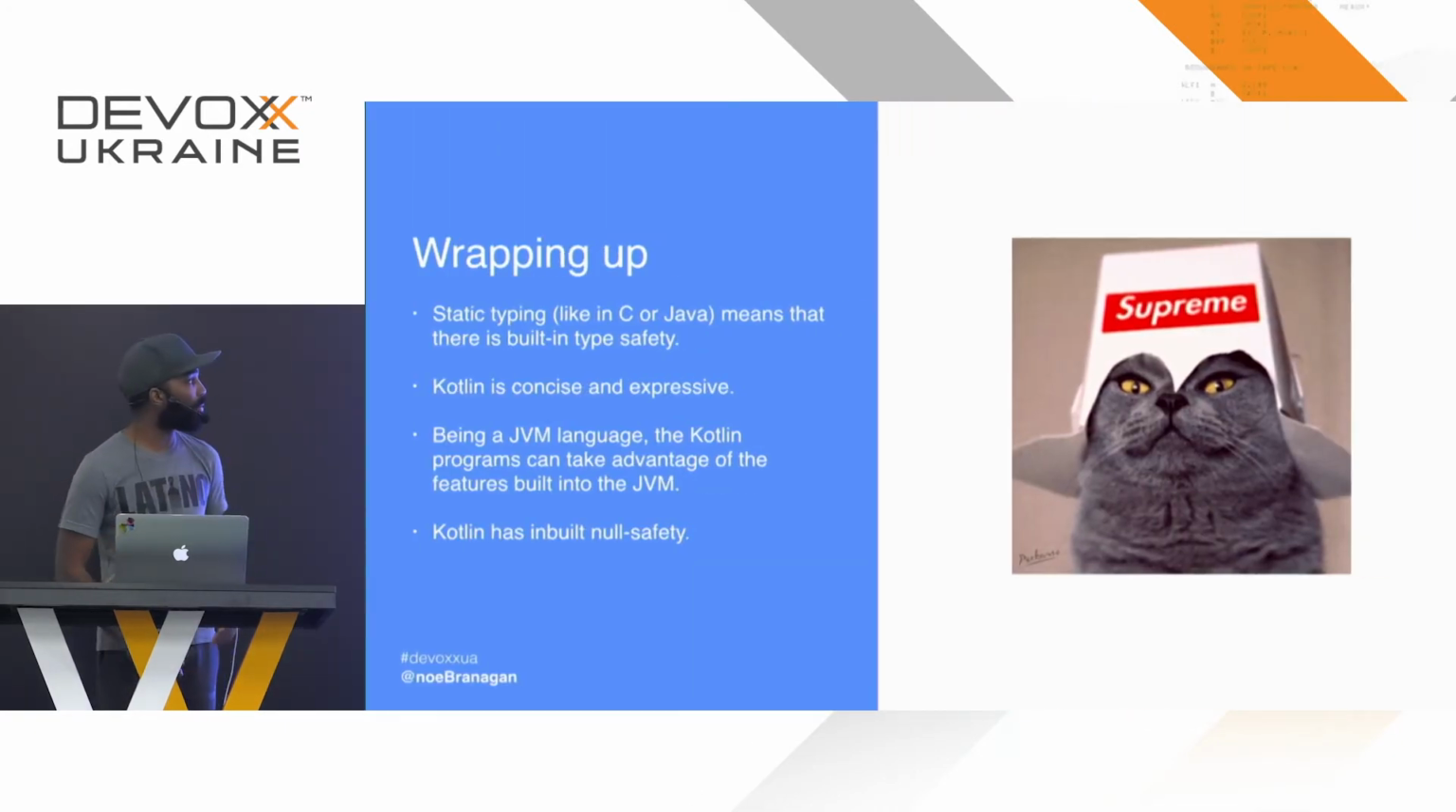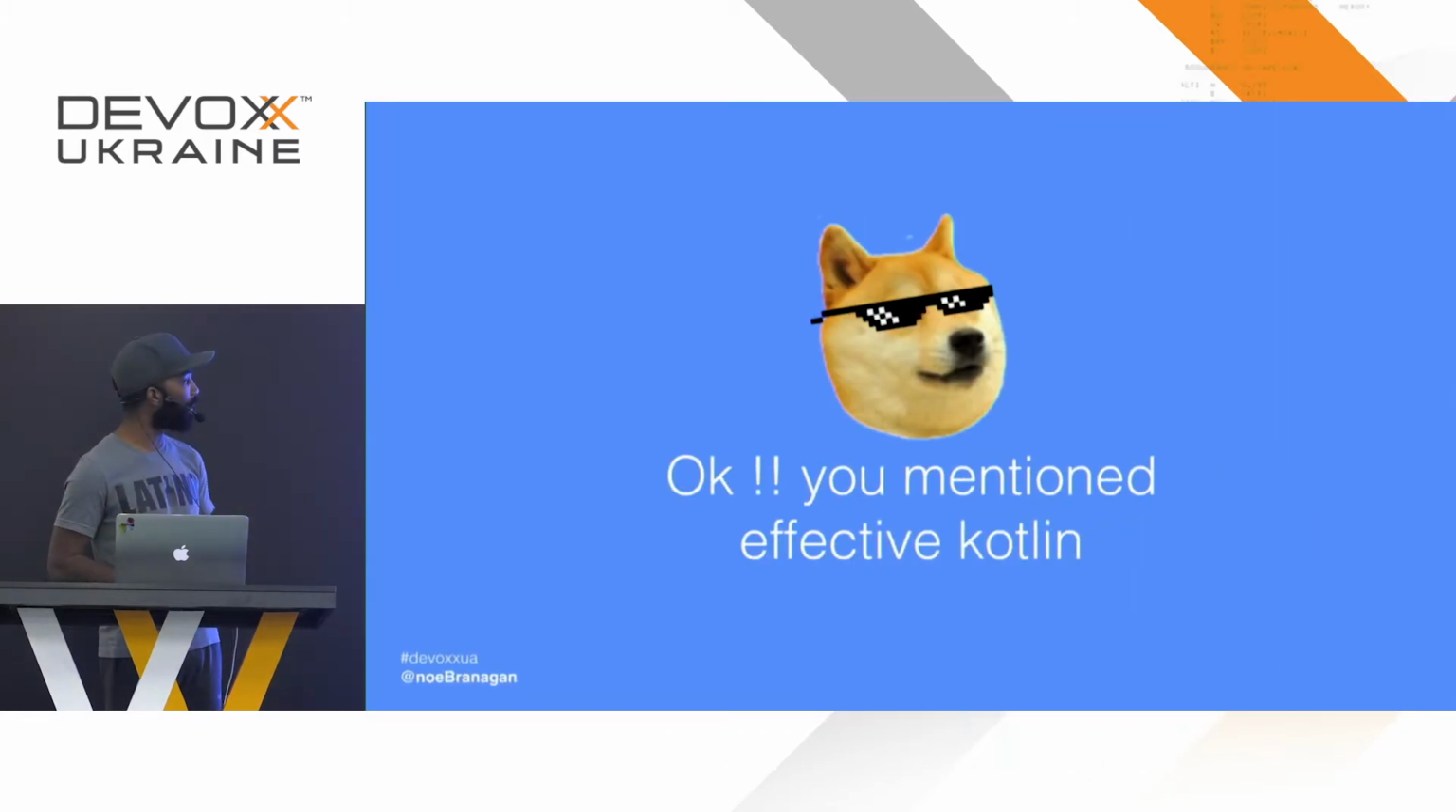So wrapping up what we were talking about, these are the 5 pillars of Kotlin: the static typing, being concise and expressive, being a JVM language which makes Kotlin very cross-platform, I would say, and also Kotlin has built-in null safety. These are the 5 pillars. You can see it that way.